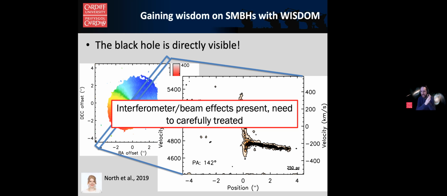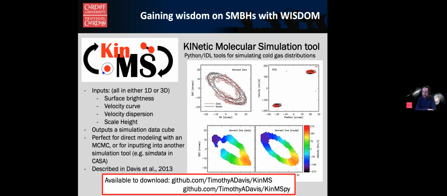Of course, it's not as simple as all of that, because we have a data cube observed with an interferometer in Fourier space. So there's all sorts of beam effects, interferometer effects that need to be carefully treated. So for that, I developed this code called KinMS. It's an observation simulation tool that you can link with Bayesian inference code in order to directly model your observations. And also you could use it for observation prediction and various other things.